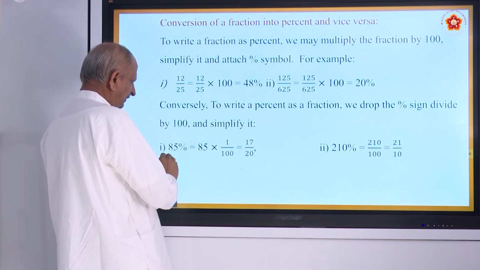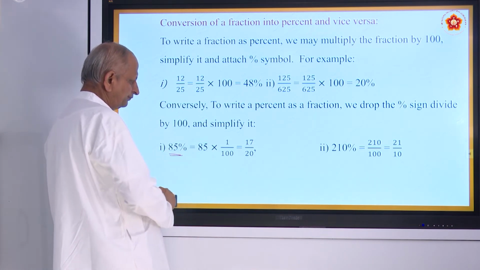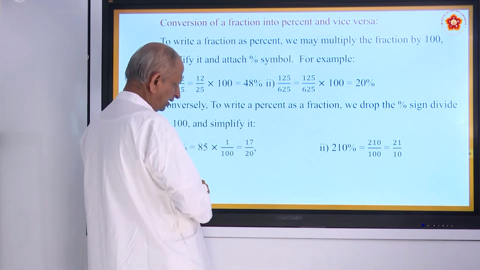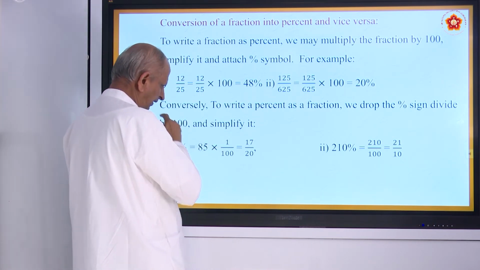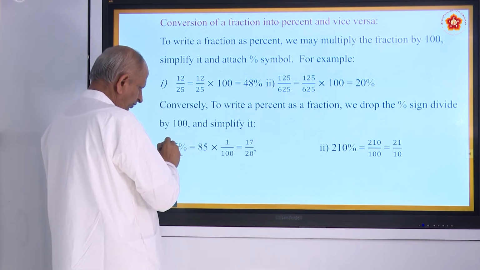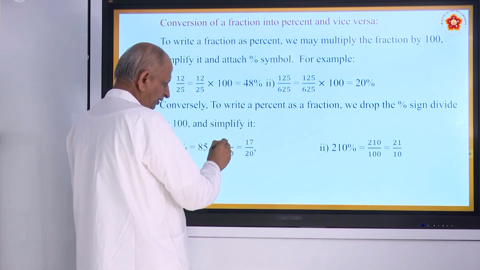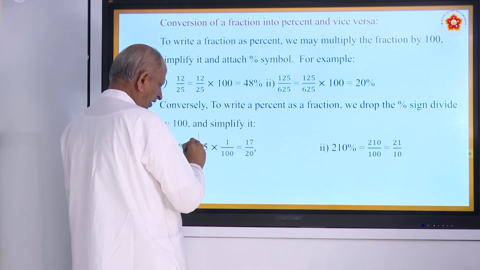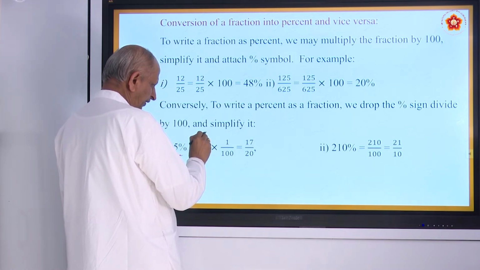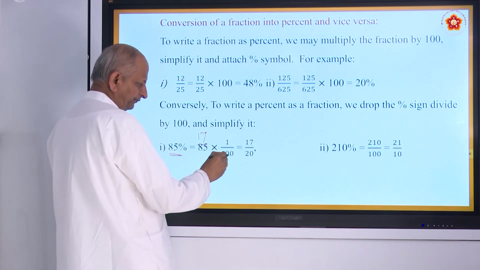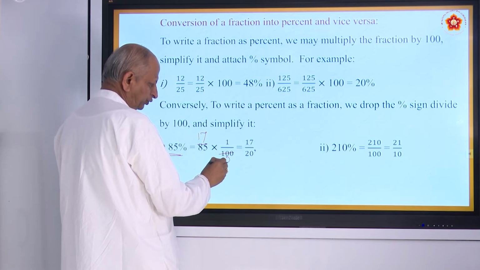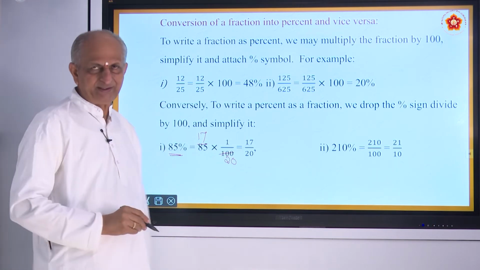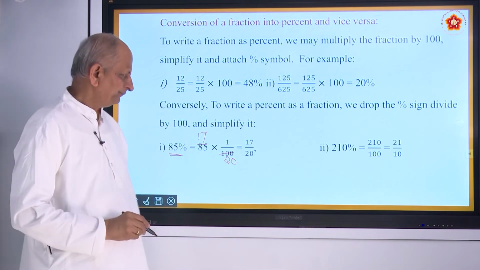Suppose you are given with percentage. You have to multiply by 1 by 100, or you can say divide by 100. Both mean the same. So 85% means 85 into 1 by 100. So if you cancel, 5 ones are 5, 5 sevens are 35. And here it is 5 twos are 10 and 0. So 17 by 20 is a fraction form.